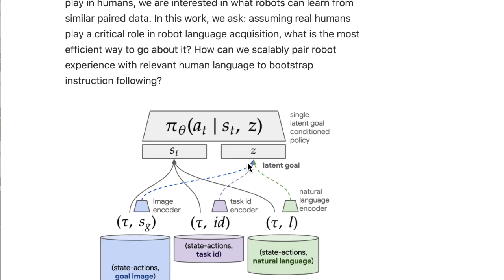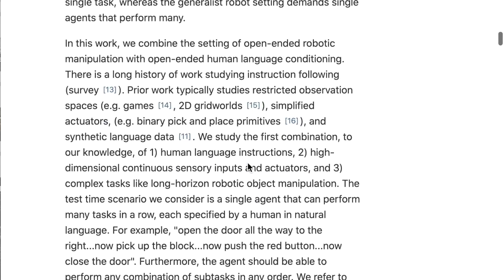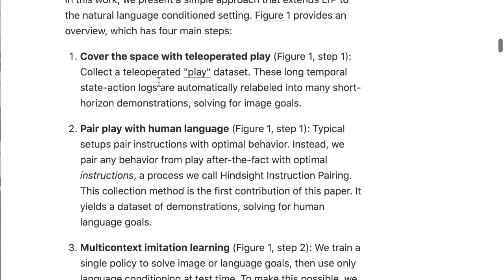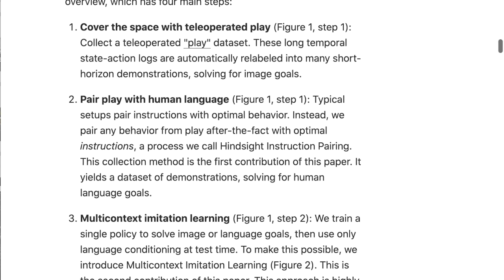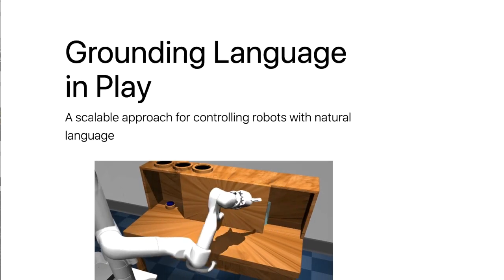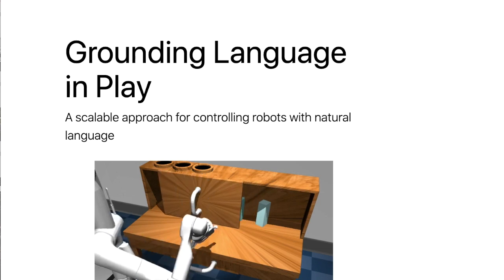The authors of Grounding Language in Play train this agent first in the teleoperated play dataset, then play is paired with human language, and the agent alternates between solving image and language goals for training, and then only solving language goals at test time. If you're interested in learning more about this, they've also made a GitHub page with animations in addition to the paper.